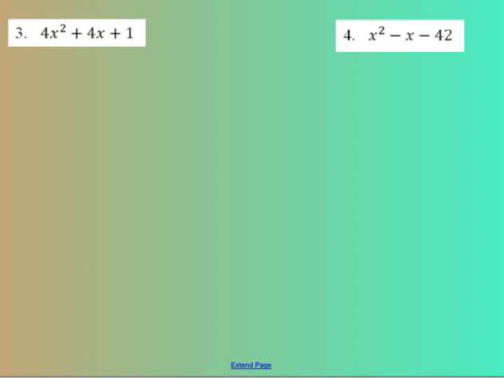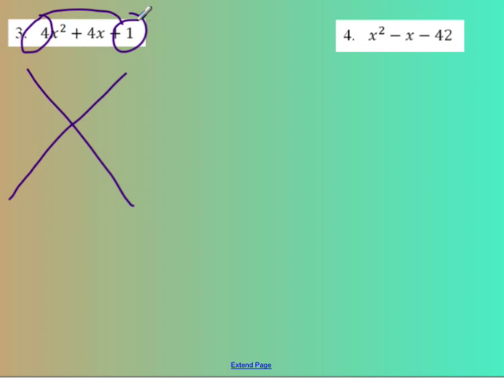Let's take a look at number 3. So for number 3, remember when you're setting this up, you need to take your a and multiply it by your c. That's what gives you that top term. So here you're multiplying to 4 and adding to 4.